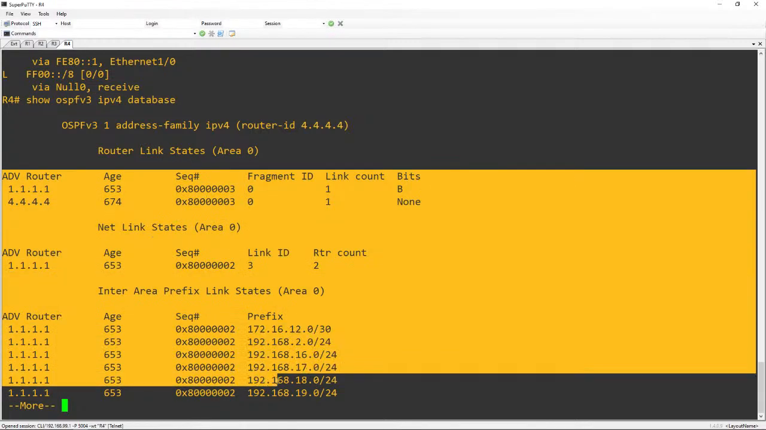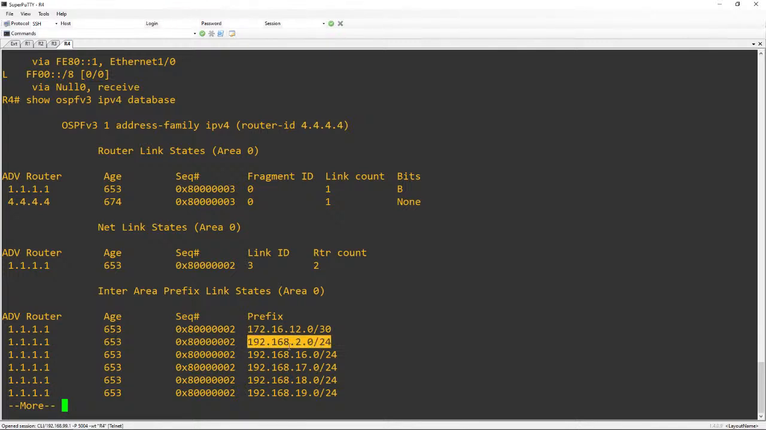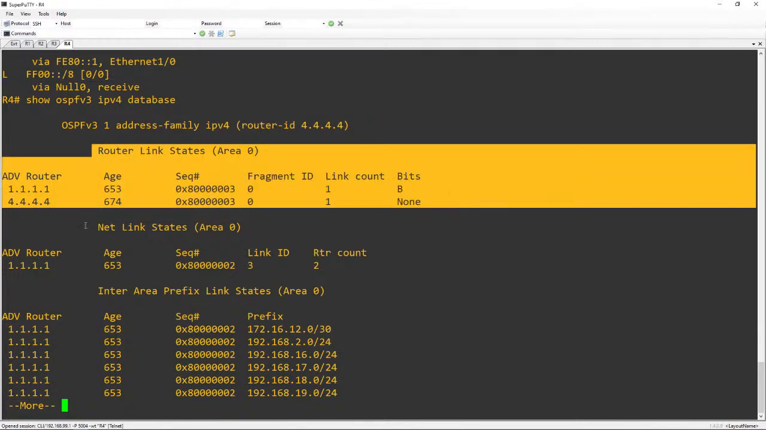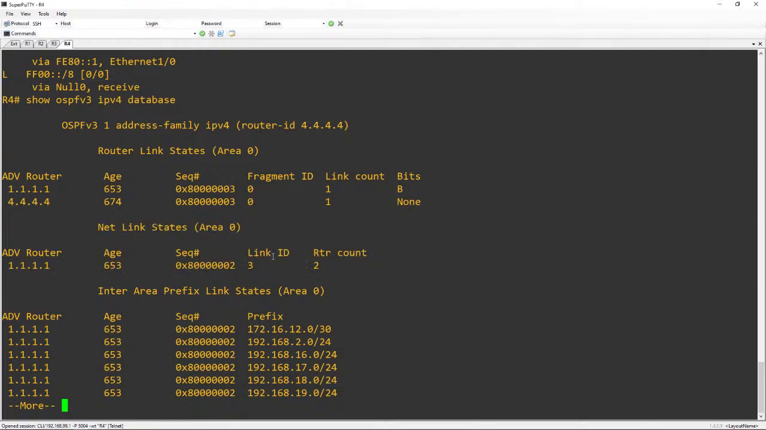I mean, you look at this and you say, well, okay, there's some prefixes listed here, but there's no prefixes listed here. There's no prefixes listed here. So what am I actually looking at, right? Well, you're looking at a summary of the database. And you can drill down into the database by referencing specifically router link states or net link states, which we're going to do. But for now, let's just go ahead and kind of take a look at this summary first.